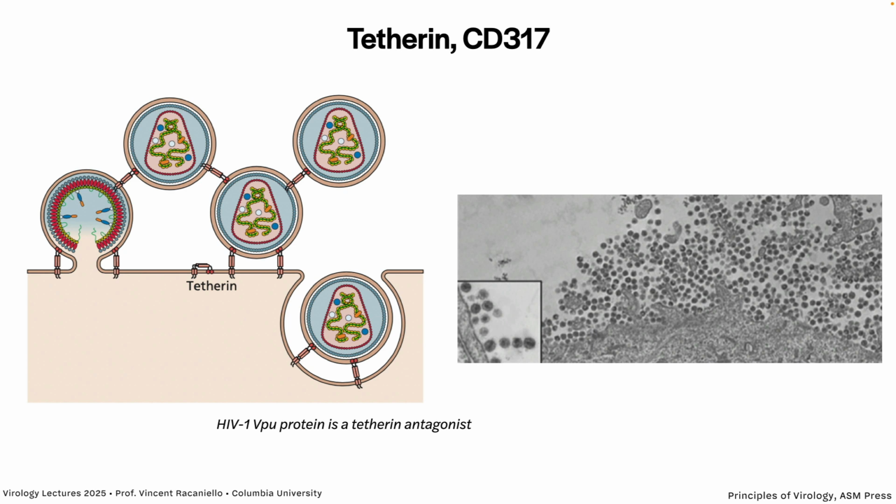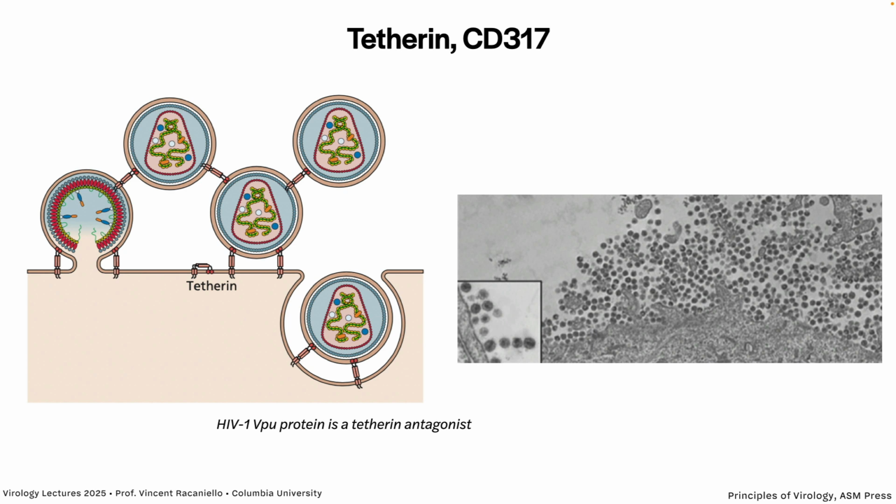And this is an electron micrograph of what happens in cells. You can see the virus particles. This is a cell at the bottom here. And the virus particles are all stuck because of tetherin, and they make chains and never get away from the cell, so they're prevented from spreading.